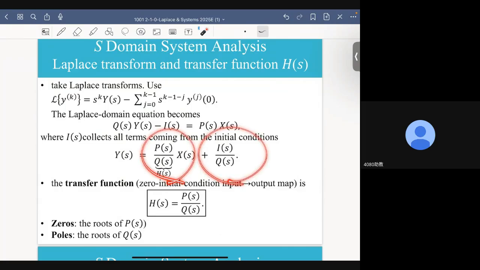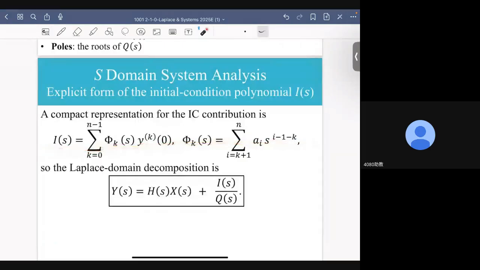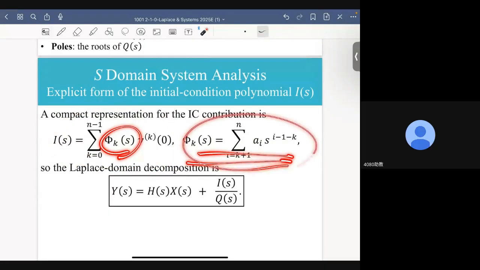All right? The first part comes from the input. The second part comes from the initial conditions. What is I of x? I of x, it can be shown, can be represented as this equality, where phi of k of x are given in this equation, all right?